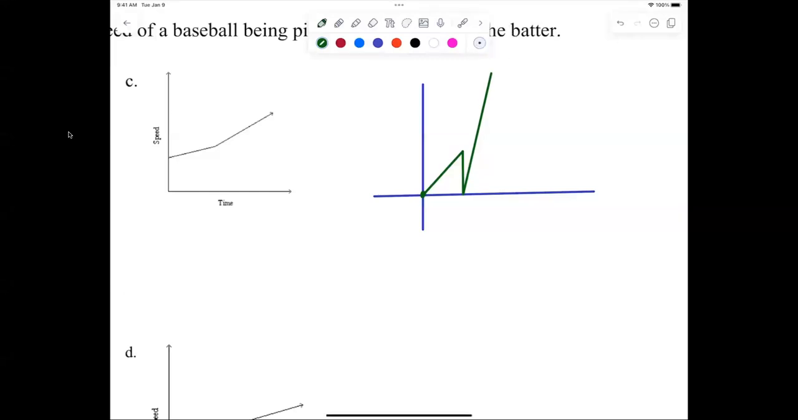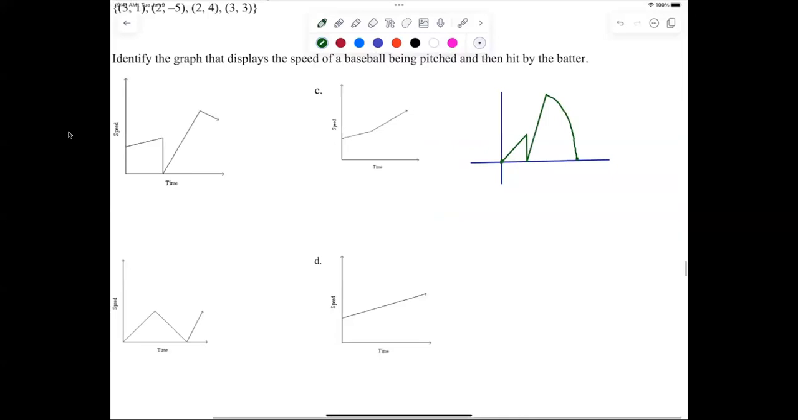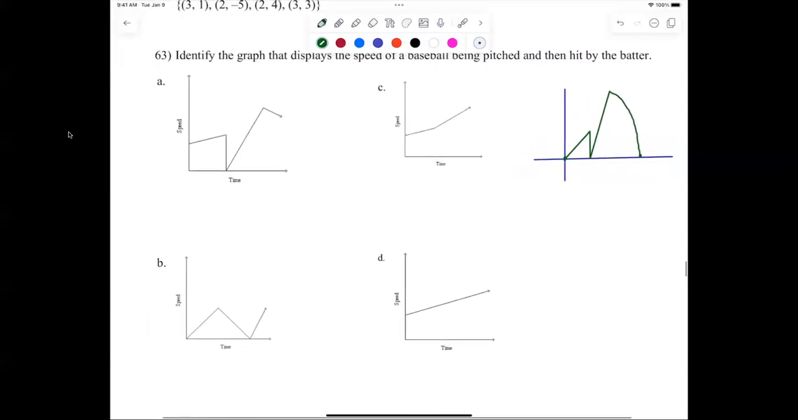And then eventually the ball is slowing down. So it goes out quickly and then it starts to slow down as it gets to its height. And then it comes back down. It should look something like that. So was it A? Wow. You're correct, girl. It was A. All right, that was good.